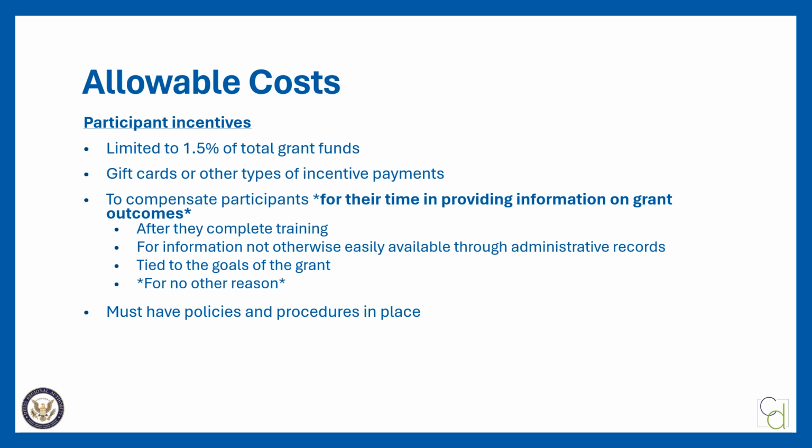But if you need to contact participants to get that information, you can budget for some limited funds to do so. And again, these incentives can be used for no other reason than to compensate participants for their time in providing information on grant outcomes after they complete training, for information not otherwise easily obtainable through administrative records, tied to the goals of the grant, and you must have policies and procedures in place for incentives like this.